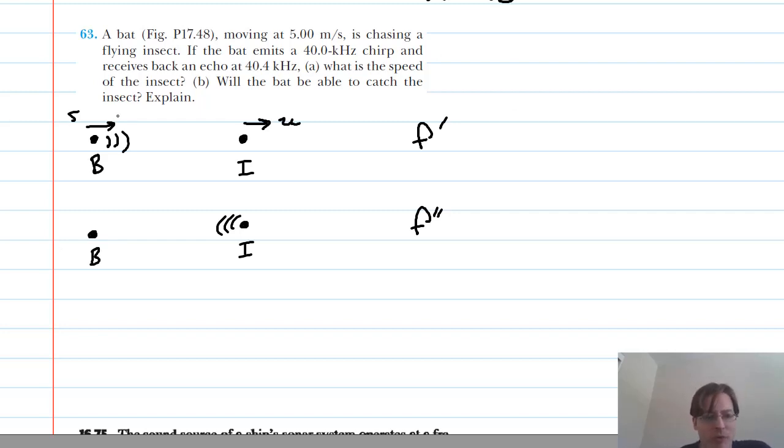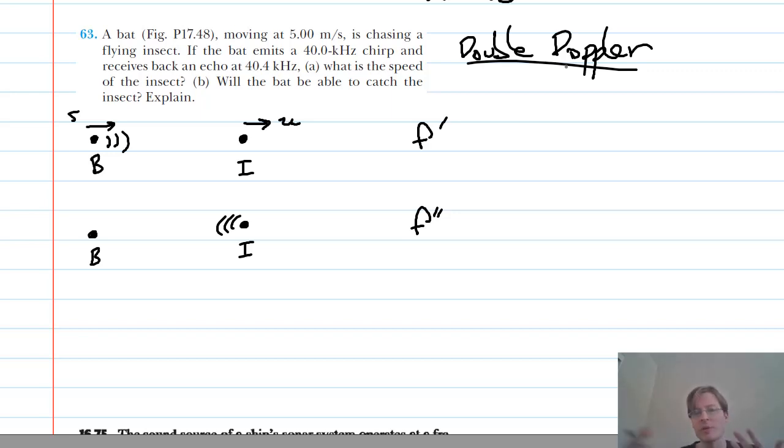So these kinds of problems are very important. Any kind of echolocation or sonar type problem, anytime sound is reflecting off of some object, it is always a double Doppler effect. Any kind of exam question is going to involve a double Doppler effect, where there's some kind of echo in the sound. Okay, so let's spell it out and see how it works.